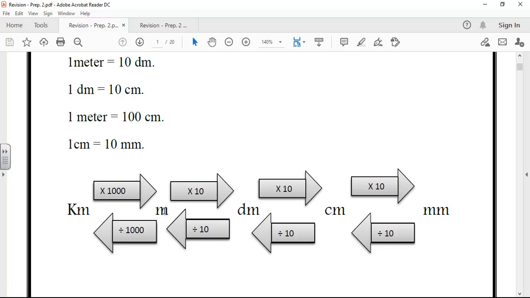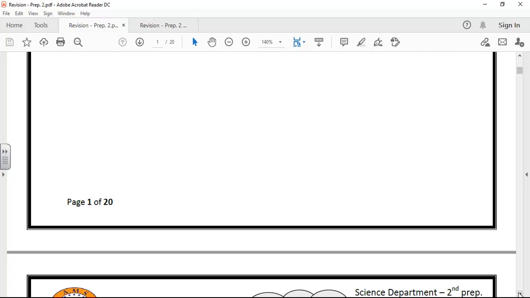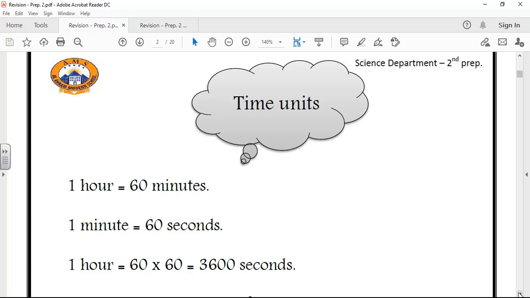And it's the same here, from meter to decimeter, from big to small, it will be times 10. From decimeter to centimeter, also times 10. From centimeter to millimeter, it will also be times 10. The opposite, it will be divide, as you can see here down. Now, go to the next one, which is the time.